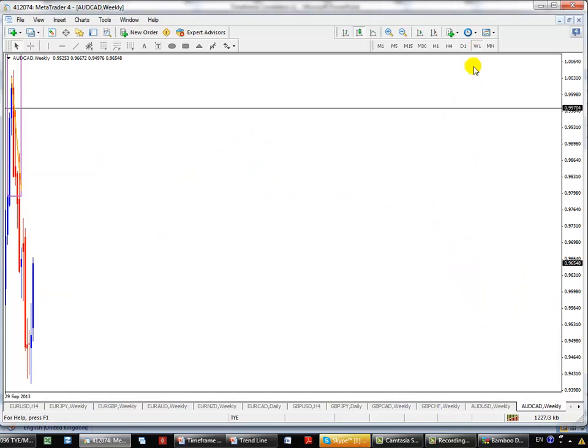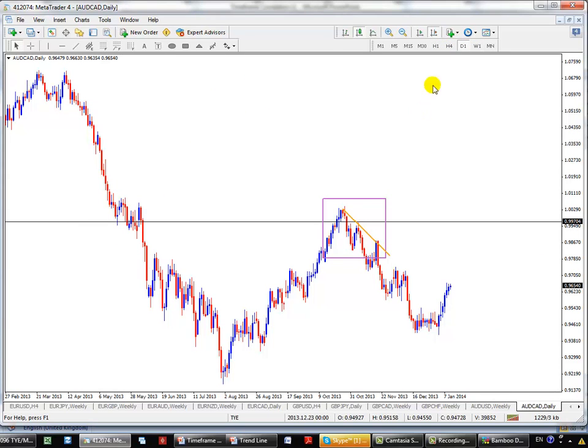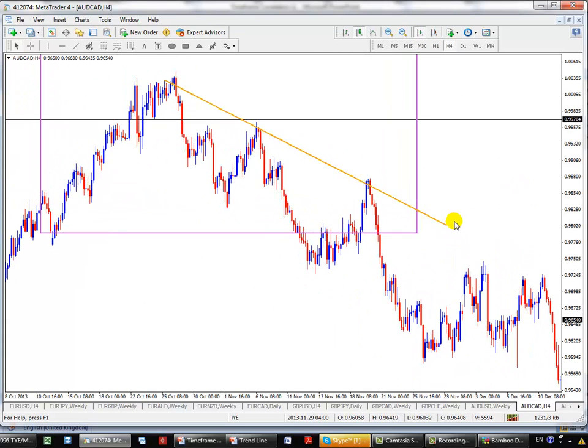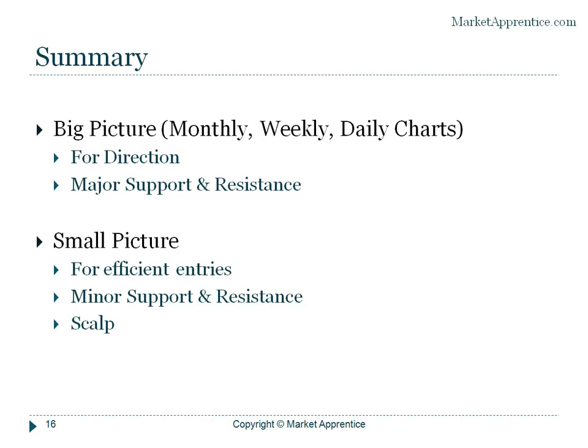Can you see how I've moved from a weekly chart to a daily chart and then to a 4-hour chart where I find my entry? Just to sum it up, always look for a bigger picture. By that I mean the monthly, weekly, or even daily charts. We use the bigger picture for directions and for major support and resistance levels. Then, we move to the smaller picture for efficient entries or minor support and resistance.